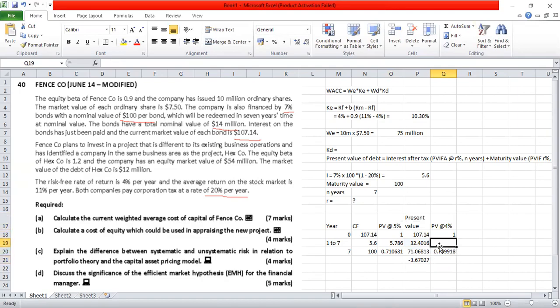This one you tell me. 6.002. Okay, so now we got a positive figure. One is a negative figure, one is a positive figure. I hope you remember how we calculate IRR. So this can be taken as an example for calculating IRR also.